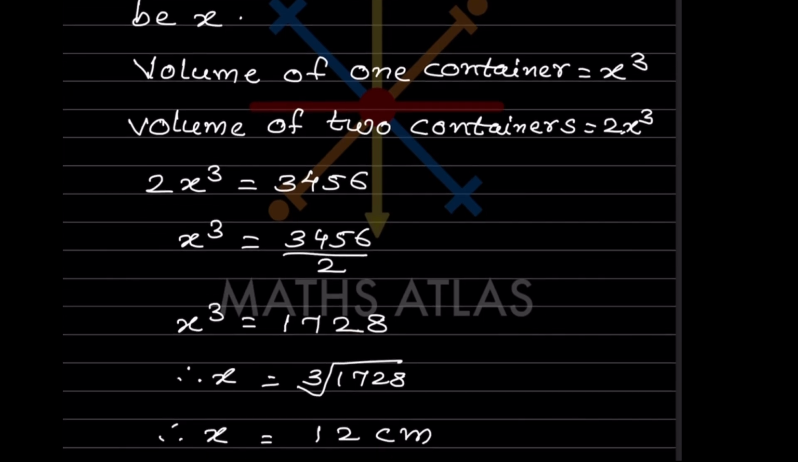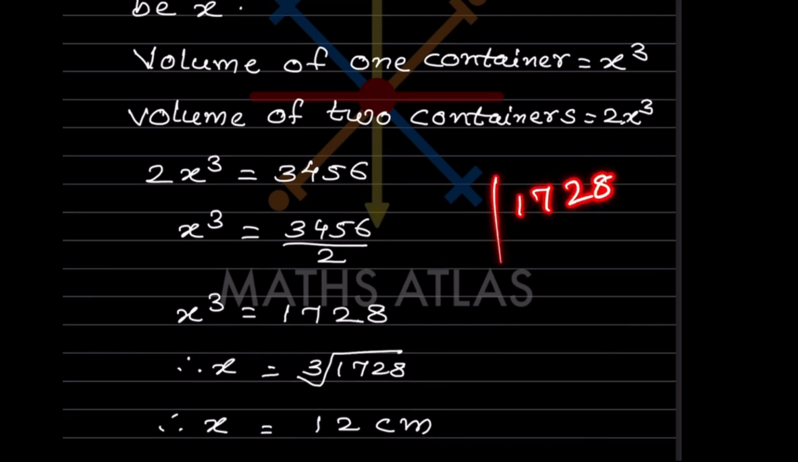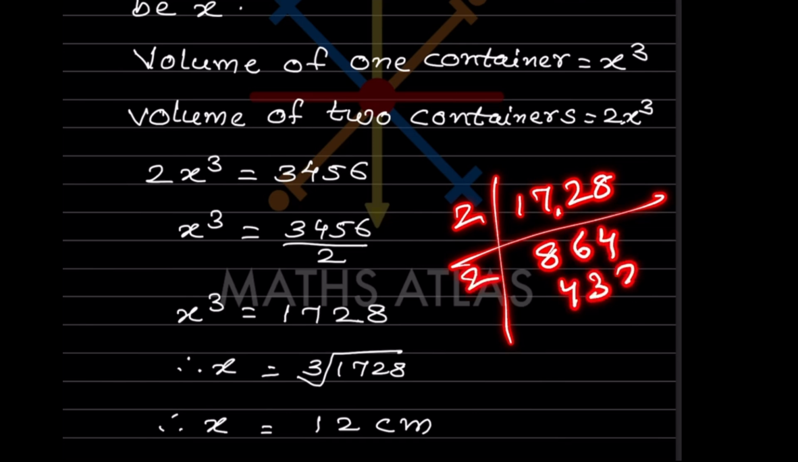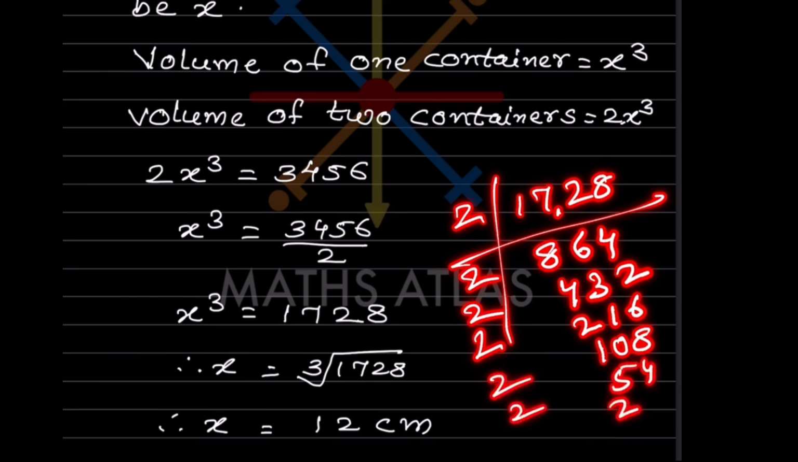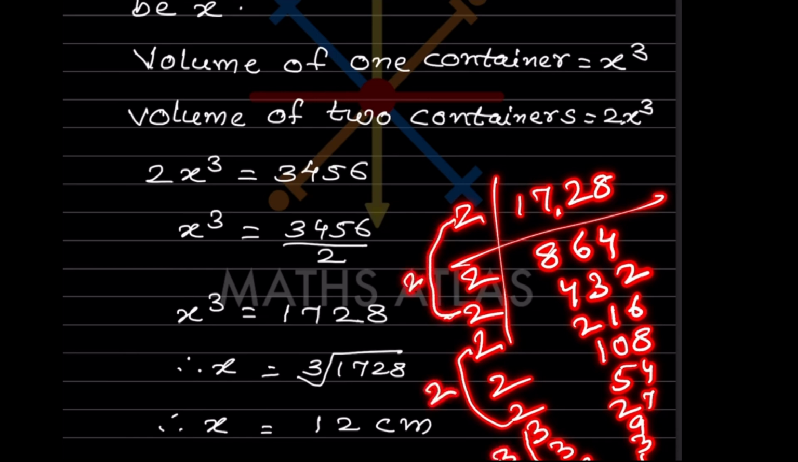So now how to find out? We will find out here 1728 using factors: 2 8s are 16, 2 6s are 12, 2 4s are 2 3s are 2 2s are 2 1s are 2 6s are 2 108, 2 54s are 2 27s are 3 9s are 3 3s are and 3 1s are. These are the factors. So here now see, we are going to make a group of 3 numbers, 3 each. So that is going to be, here you will write here 2, here 2 and here 3. Means here it is going to be 3 2s are 6 and 6 2s are 12.